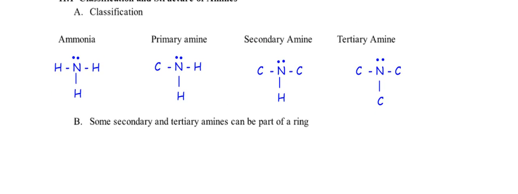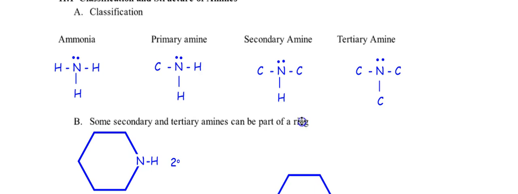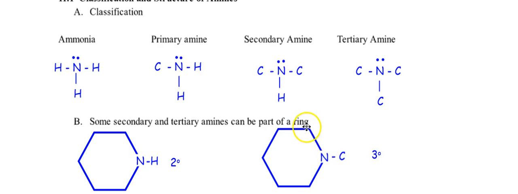Next we have some secondary and tertiary amines that are actually part of a ring. Isn't that kind of cool? That's pretty nifty. That would be a secondary, because there's one carbon here and one carbon there, only two carbons, making it secondary. Well, guess what? This one is a tertiary, because it has one, two, three carbons attached to it. Let's go on to the next page.